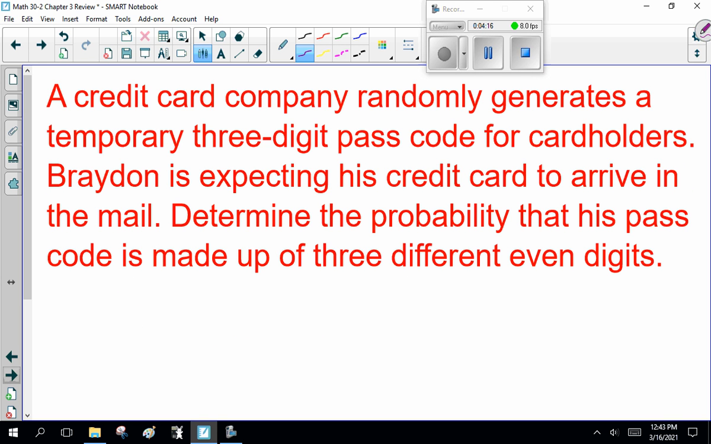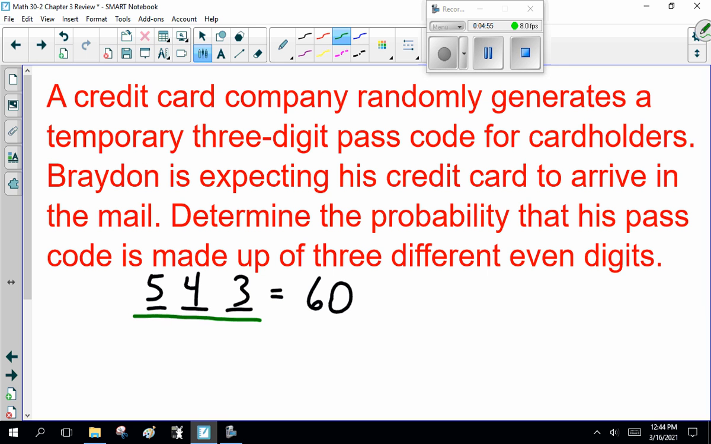Odds and probability. So, a credit card company randomly generates a temporary 3-digit passcode for cardholders. Braydon is expecting his credit card to arrive in the mail. Determine the probability this passcode is made up of 3 different even digits. All right. So, how many different even digits are there? Well, there's 0, 2, 4, 6, 8. So there's 5 digits. So he has 5 choices for the first. Since 1 is used, 4, and then down to 3. That is 60.